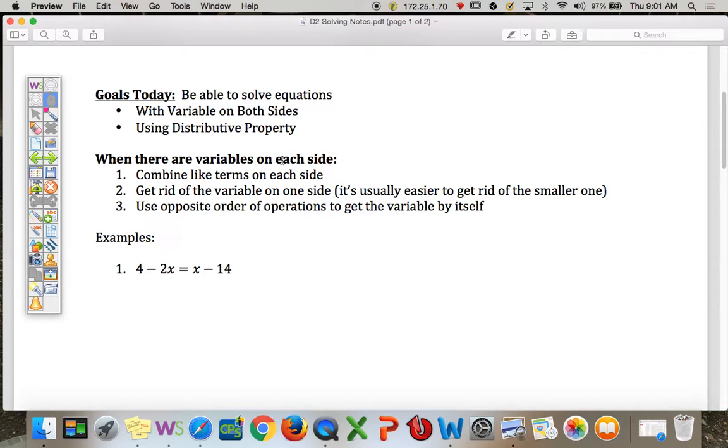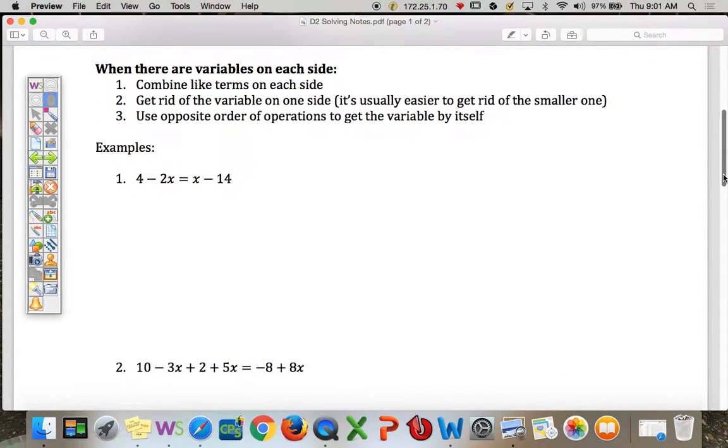When there are variables on each side of the equation, you do want to combine like terms on each side. You want to get rid of the variable on one side. It's usually easier to get rid of the smaller one, but it doesn't matter which one you get rid of. And you want to use opposite order of operations to get the variable by itself, which is what we practiced yesterday. So let's do an example.